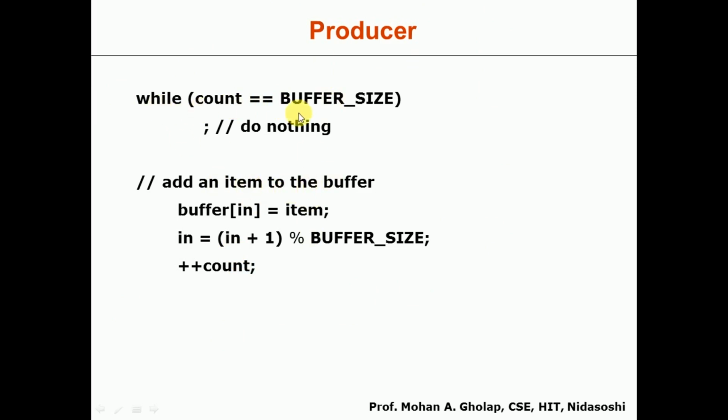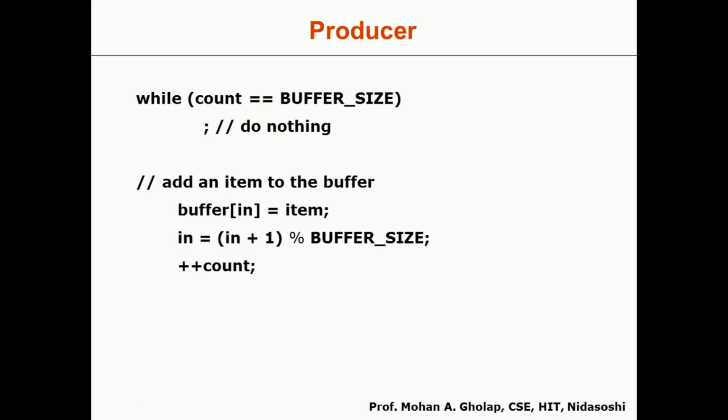So we have the while loop here: while count is equal to buffer size. What is this variable count? Count we have taken to indicate the number of full buffers. Here we have defined a constant, buffer size, that indicates the maximum size of the buffer. Each time you add a block of data, the count will be incremented by 1, and when count is equal to buffer size, that indicates your buffer is full.